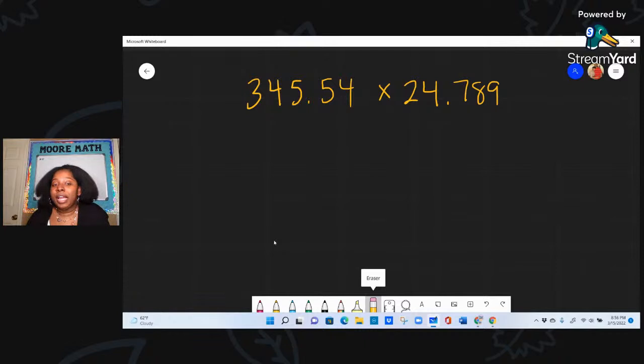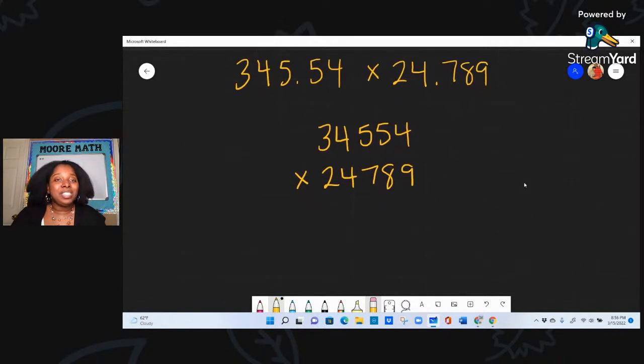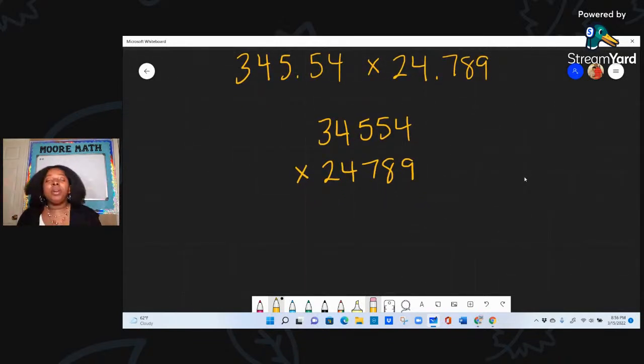So first things first, forget about the decimals. I want you to look at this as if it said 34,554 times 24,789. We focus on the decimal at the very end. This is going to be the reason why this is hard, because I'm sure you probably know how to multiply decimals, but this problem is insane. It really is insane. It's a 5-digit number.